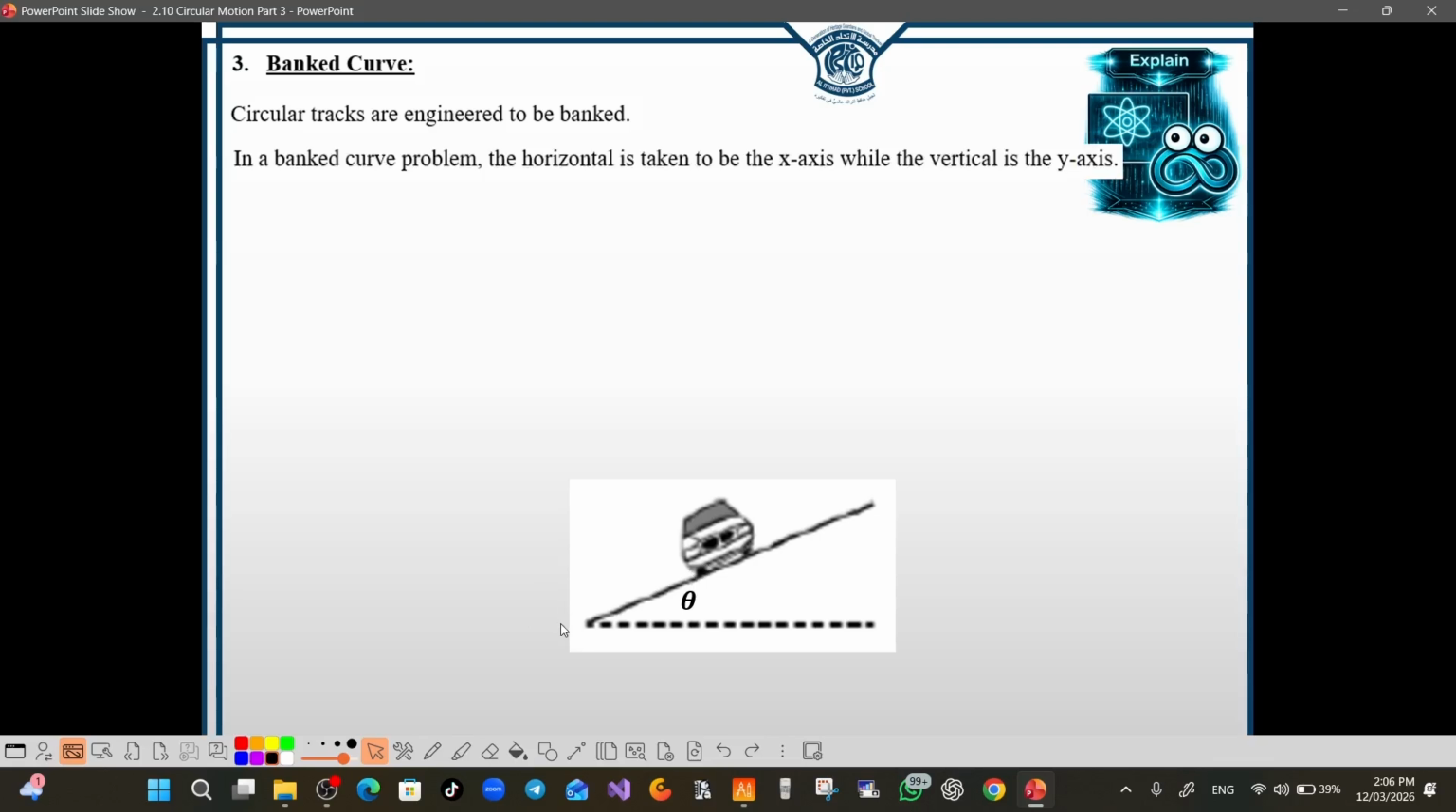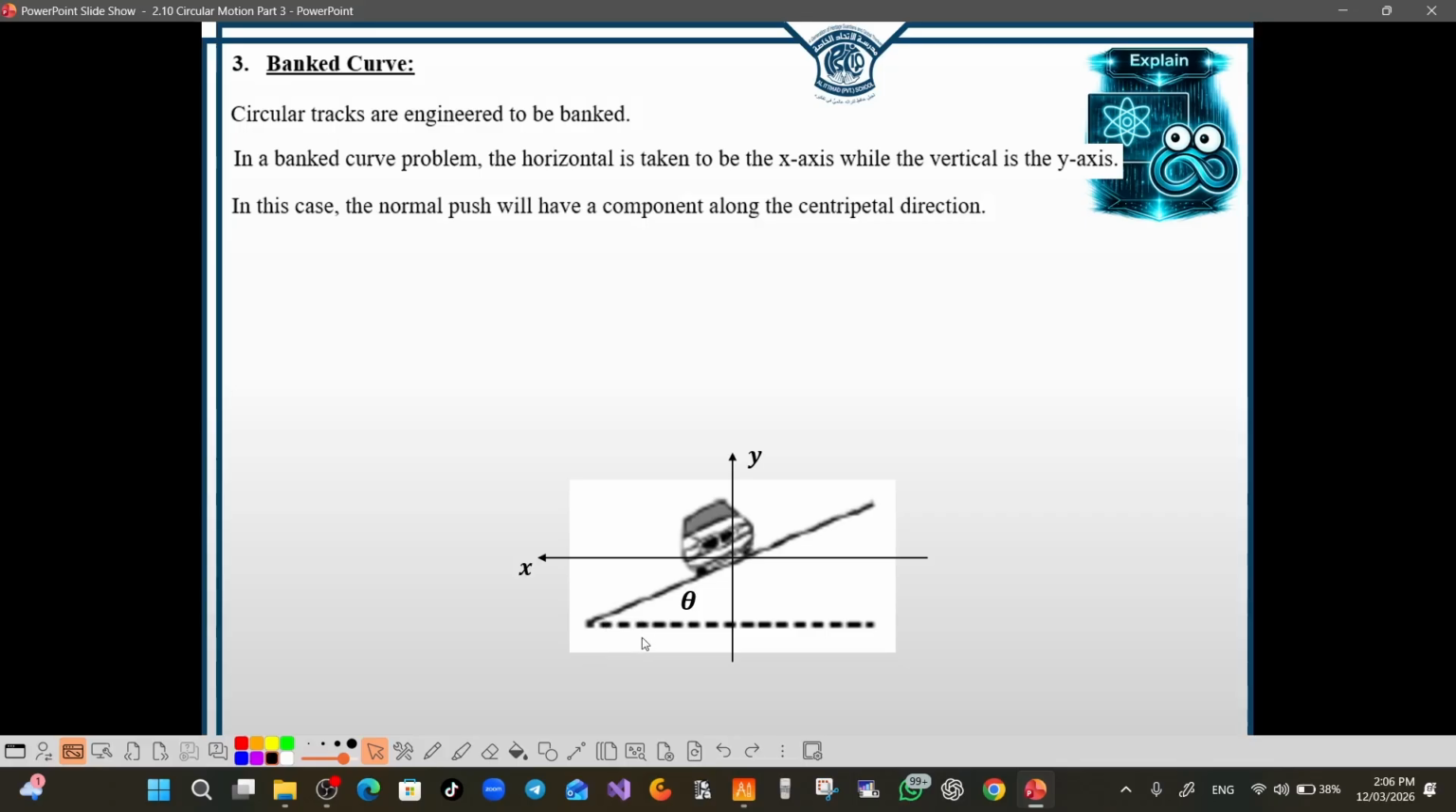In a banked curve problem, the horizontal is taken to be the x-axis, while the vertical is the y-axis. So remember that we don't draw the x-axis parallel to the path or to the surface. We draw it in this way. Remember, the x-axis represents the centripetal direction and the y-axis represents the vertical direction. Now, how many forces are involved in this case? Let's assume that the surface is a frictional surface.